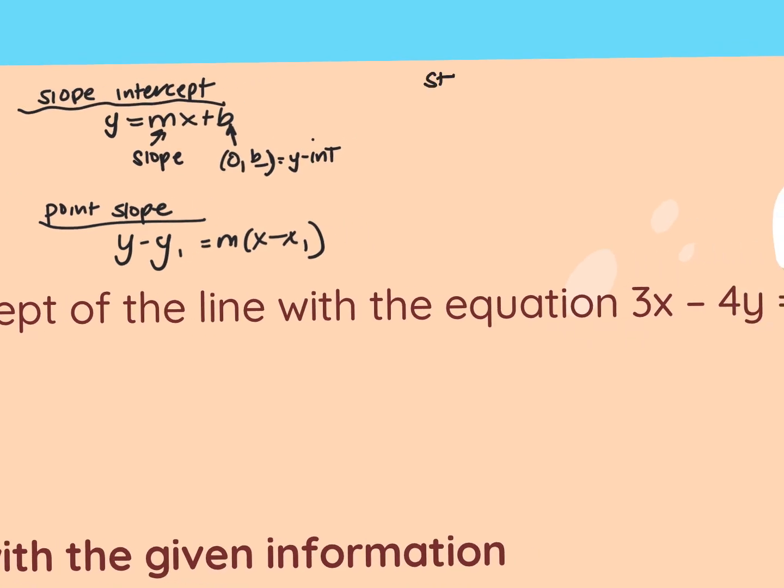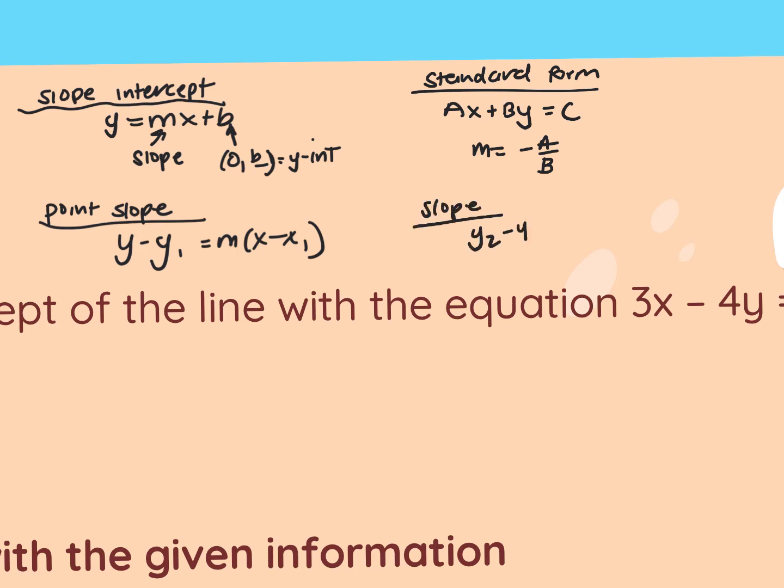And standard form, or general form, is ax plus by equals c. And from here we can get a shortcut to get slope, which is negative a over b. So if the equation is given to you in standard form, this shortcut for slope is negative a over b. We find slope from points by doing y2 minus y1 over x2 minus x1.